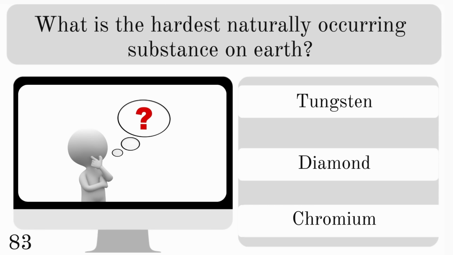What is the hardest naturally occurring substance on Earth? Is it tungsten, diamond, or chromium? The answer, diamond.